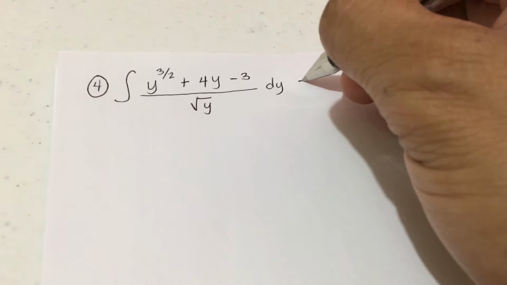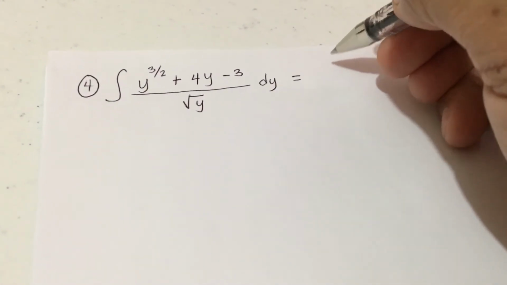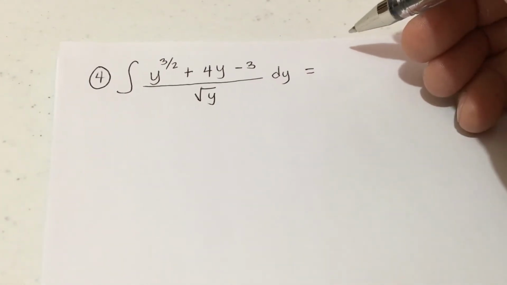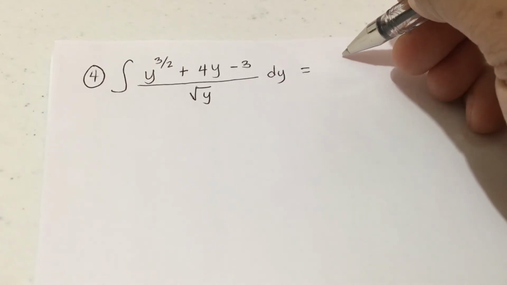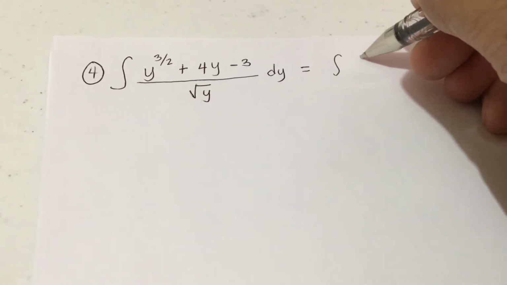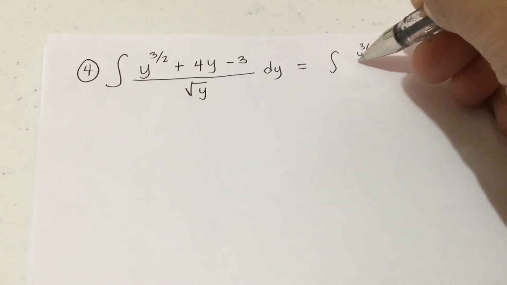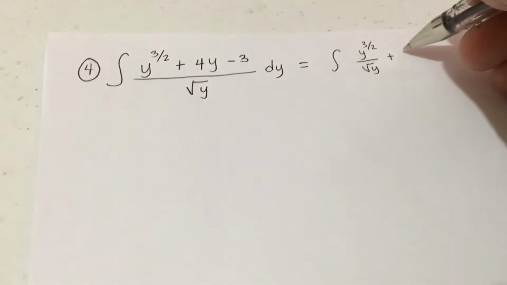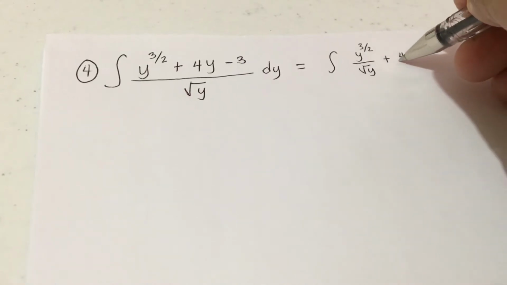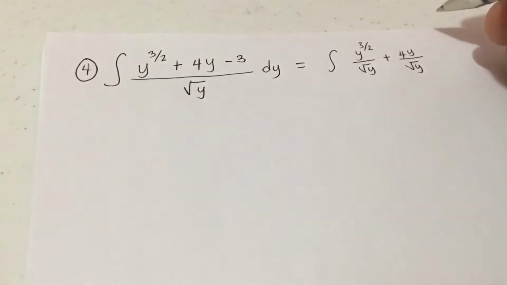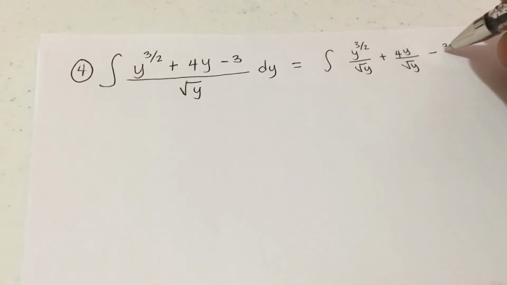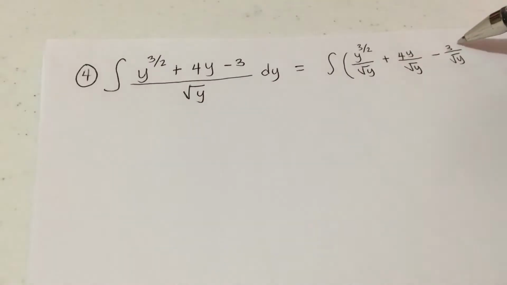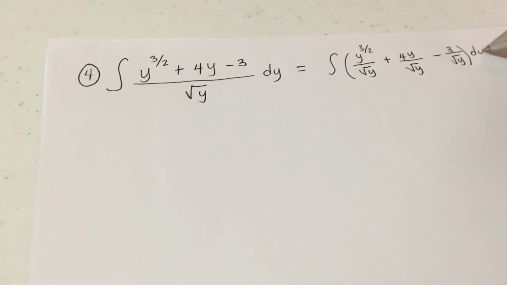So to solve this, we need to divide each term individually by the square root of y. Integral of y to the 3/2 divided by square root of y plus 4y divided by square root of y minus 3 divided by square root of y, then the whole thing is multiplied by dy.